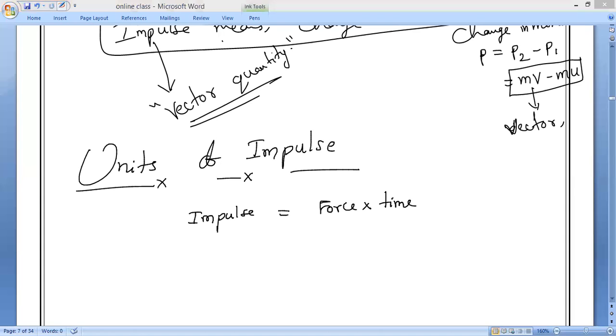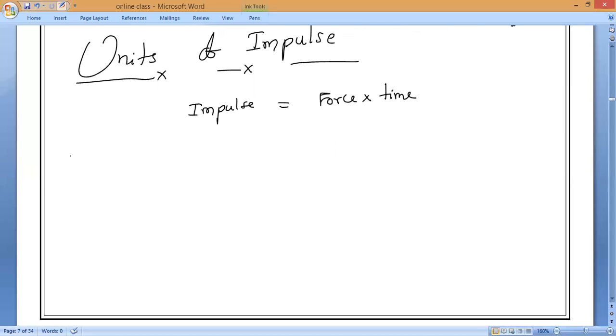Now let us discuss the units of impulse in the SI system. Shall we go with the SI system? Observe very carefully how it will come. The SI system unit is Newton second. What is the unit, Hari? Newton second. Why is it Newton second?